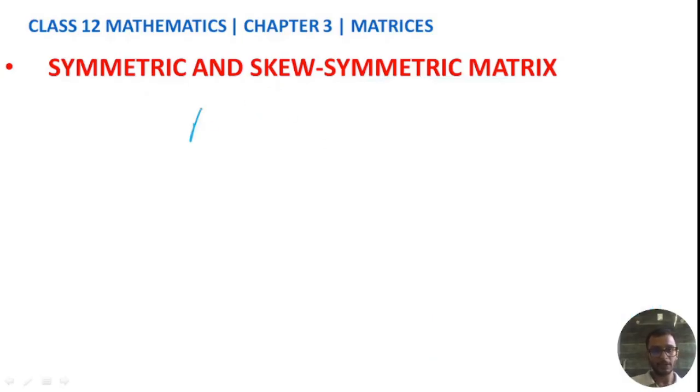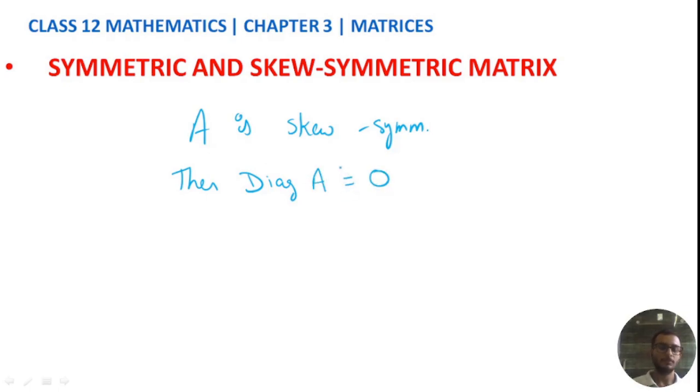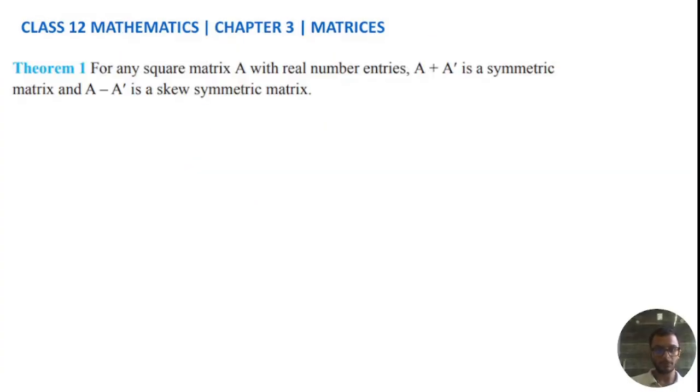Suppose A is skew symmetric. First of all, you can talk about the diagonal only if the matrix is a square matrix. So if A is skew symmetric and A is a square matrix, then its diagonal will always be 0. You got it? Yeah, so let's move to the next topic.